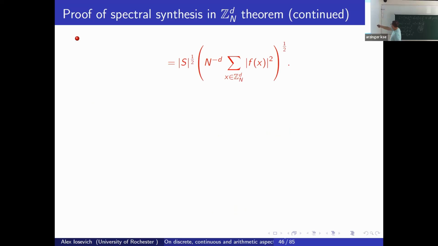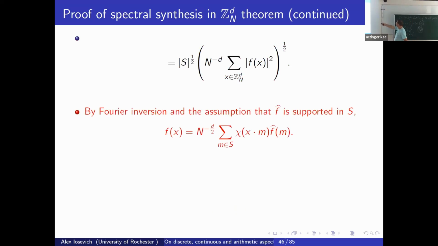This is equal to the size of S to the 1/2, and we bring n to the minus d inside. Why are we doing this? Because now it's a probability measure. I'm not a big fan of using big words, but the whole point is I wanted to create a setup where the L2 norm is bounded by the LP norm if p is bigger than 2. And it is.